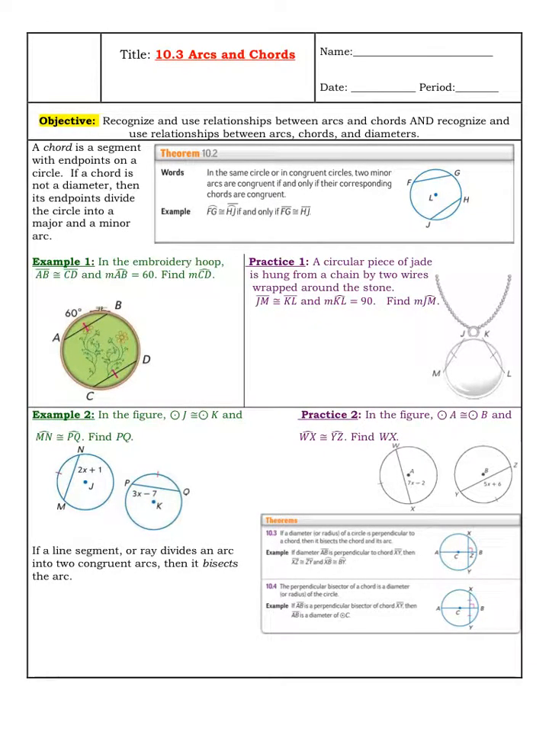Hey everyone, today I'm going to talk to you about arcs and chords and circles. It's chapter 10, section 3 in the geometry book. A chord is basically a line that goes across a circle. It's got endpoints on the circle. It can go through the middle, it can go through the top, bottom, whatever.